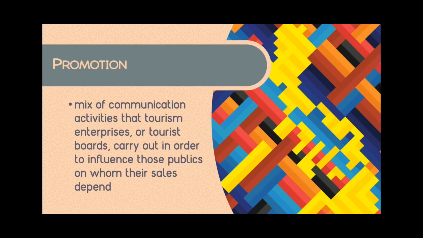So we've discussed the first P, which is product, the second P, which is price, and the third P is promotion. Promotion is defined as the mix of communication activities that tourism enterprises or tourism boards, such as the Department of Tourism in the Philippines or the local government units' tourism boards, carry out in order to influence those publics on whom their sales depend. So in short, this is making the public know about your tourism products.